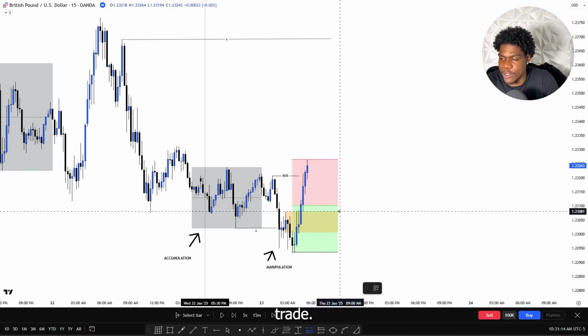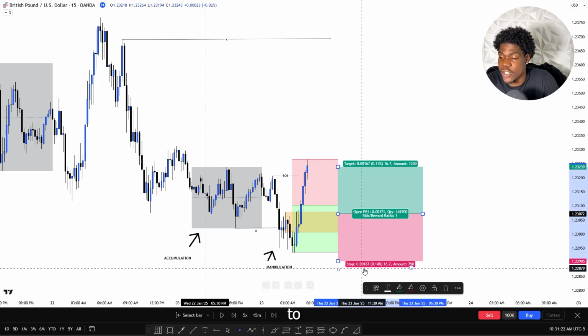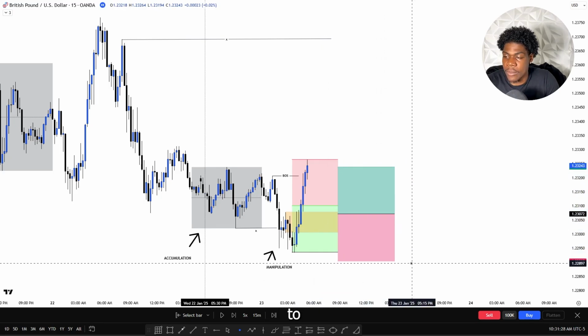We're just gonna place our trade. As you can see, all of this happening is between the New York kill zone time from 7 a.m. to around 1 or 2 p.m. for the full morning session, to around 11 a.m., from 7 to 11 a.m.